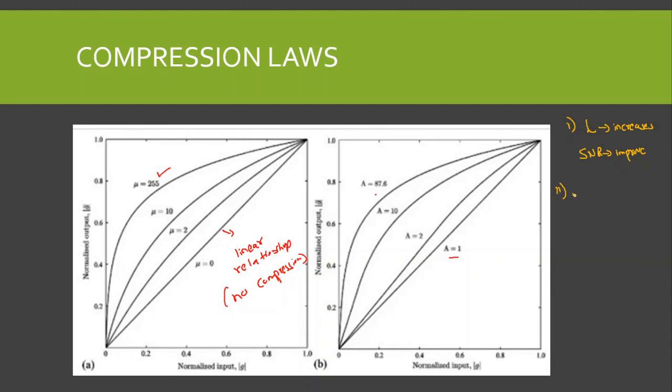The second is to increase mu or A, whatever law you are using. By increasing mu or A, we are going to have more compression, and by more compression, we are going to have less quantization noise, and again the signal to noise power is going to improve. So we can improve signal to noise power by increasing the number of quantization levels and by using a greater mu or A. For the same quantization levels, if we increase mu or A, we are going to improve the SNR. Similarly, for the same value of the compression parameter, if we increase the quantization levels, we are going to improve the SNR.